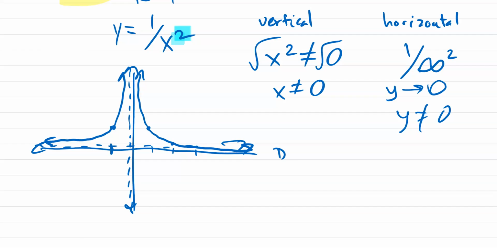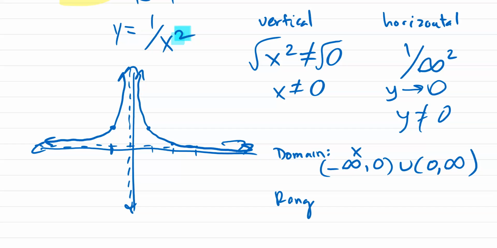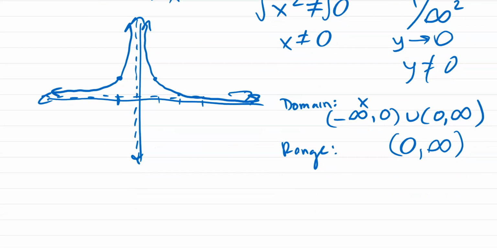What is our domain? X goes from what? Negative infinity to 0 with the hole there, or 0 to infinity. Our range is different this time because y does not go down forever. It goes up forever, but it goes down pretty close to 0. So from 0 to infinity. Doesn't have a bottom part.